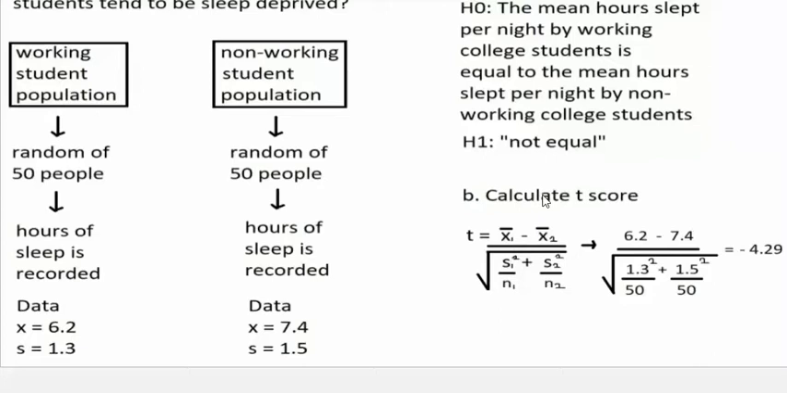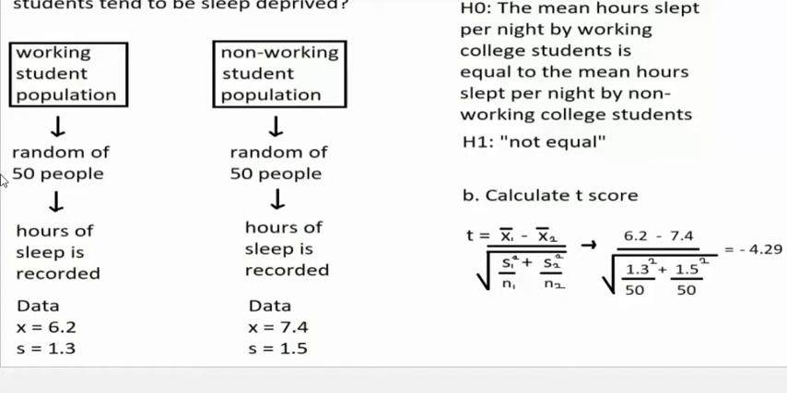So x bar 1 is 6.2, the mean of sample 1. S1 is 1.3, that goes right there. And it's actually S squared. Notice that right here. So it's actually going to be 1.3 squared. You might remember that this is called the variance. And here we have 50, which is the number of people in sample 1.